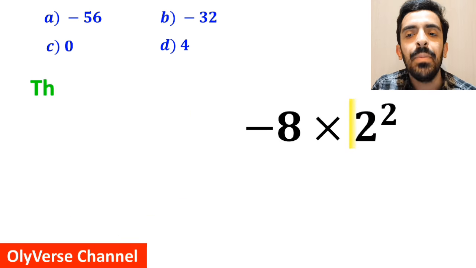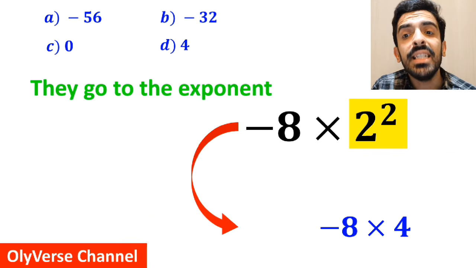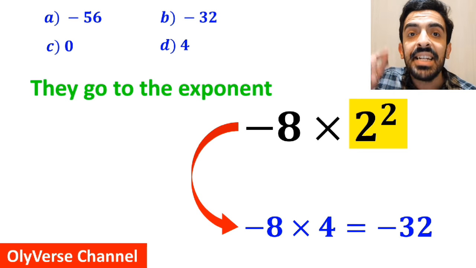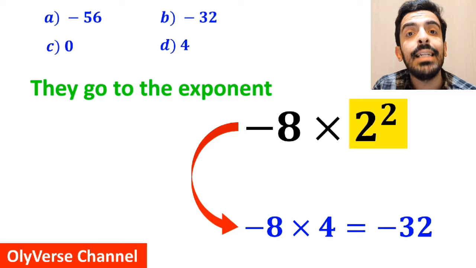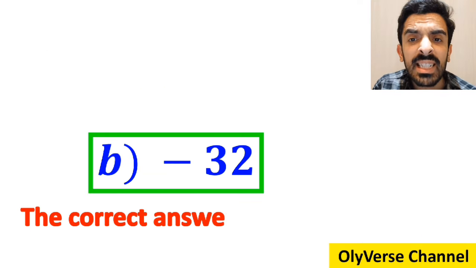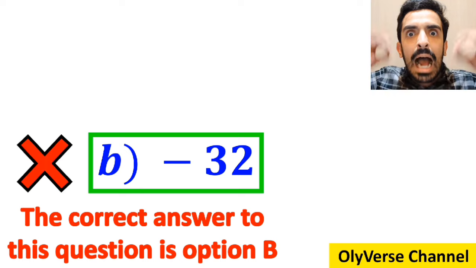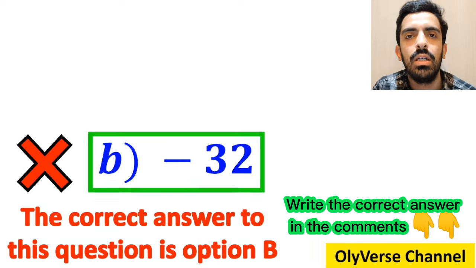And in the final step, they go to the exponent and replace this expression with negative 8 multiplied by 4, which finally gives them the answer negative 32. And they conclude that the correct answer to this question is option B. But this answer is absolutely wrong.